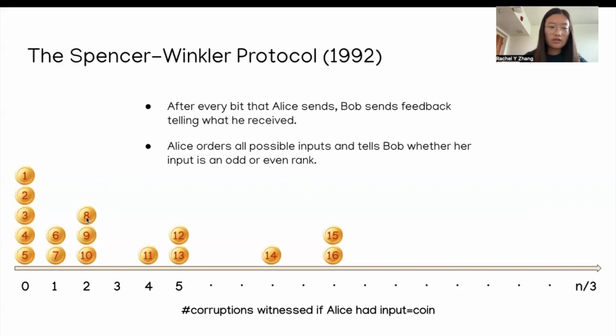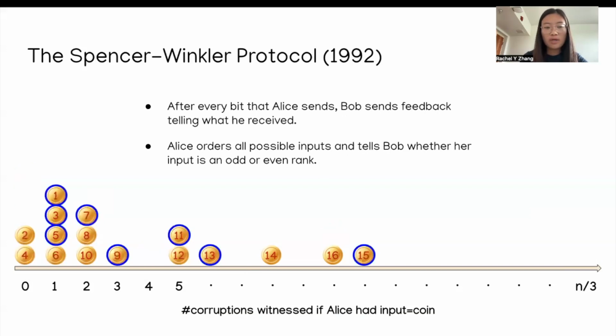Okay, and so for instance, if her input is actually this coin here, which is the ace 1 in line, she would send, my input is 0, or sorry, my input is even. And if Bob actually receives that, so he receives that it was supposed to be even, he's going to take all the odd coins and move them up by 1, because then all of those coins would have witness corruption if they were actually her correct input.